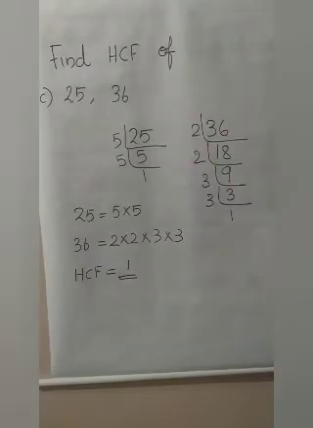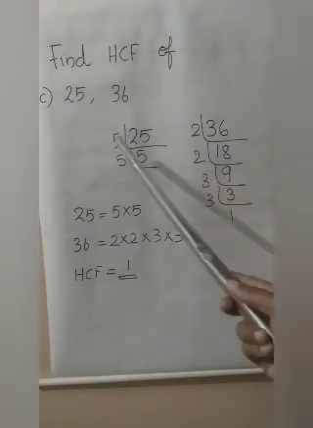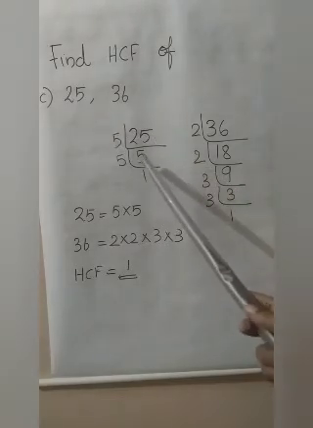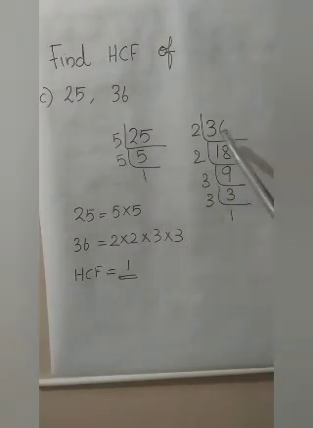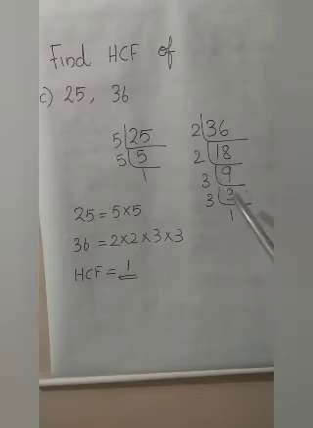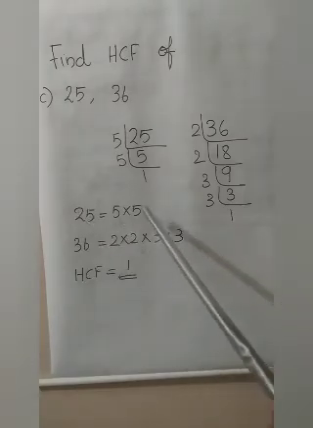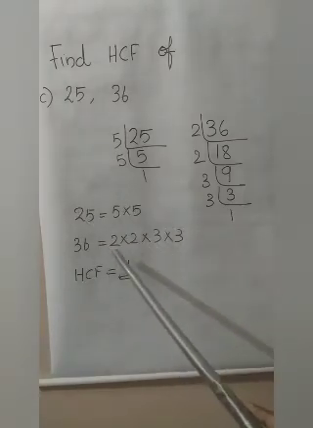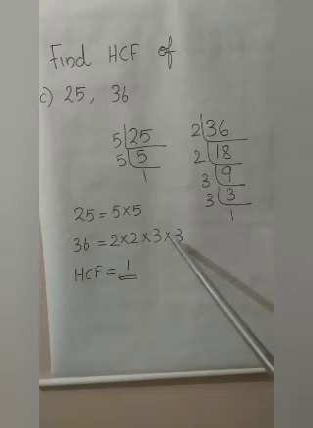Example: 25 and 36. So prime factorizing 25: 5 times 5 itself, again 5, 1. 36 is an even number, starting with 2. So 2 in 36, 18 times. 18 again by 2, 9 times. 9 by 3, 3 times. 3 by 3, 1. So we prime factorized. 25 is equal to 5 into 5. 36 is equal to 2 into 2 into 3 into 3.